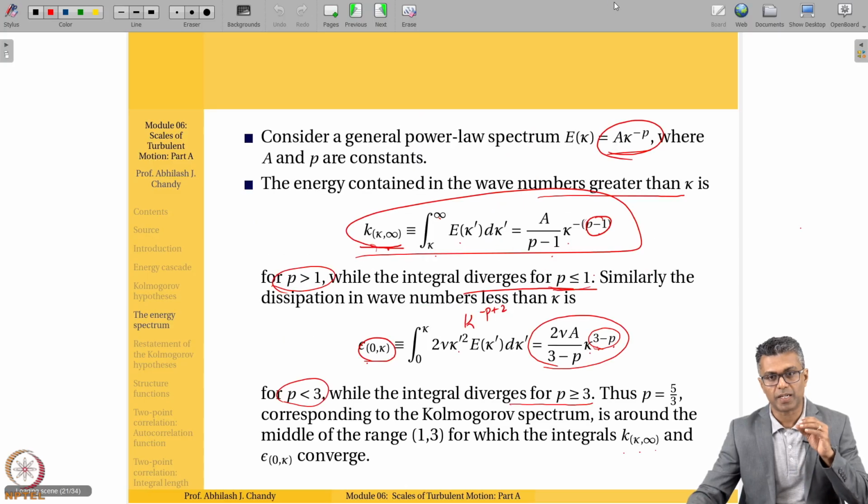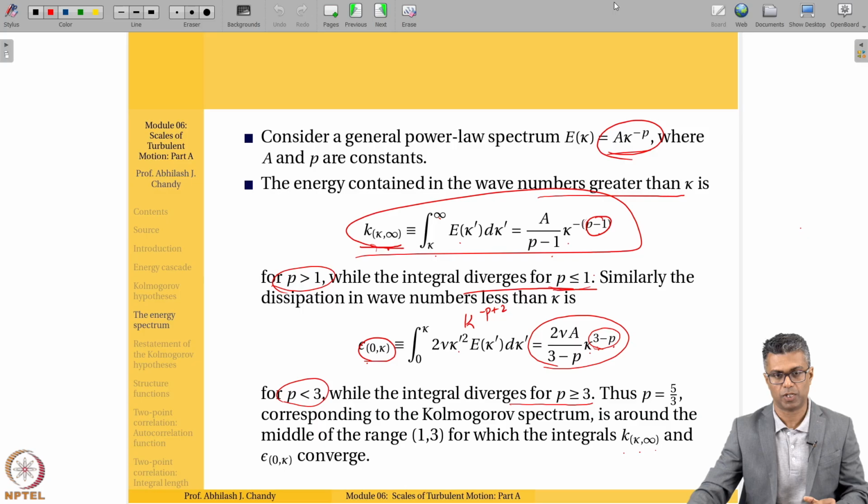Hello everyone. So in the last class we were talking about the Kolmogorov spectra. We started assuming, let's say there is a power spectrum where you have E of kappa is A kappa to the minus P, where A and P are constants. And then we derived the kinetic energy and the dissipation associated with this spectrum.